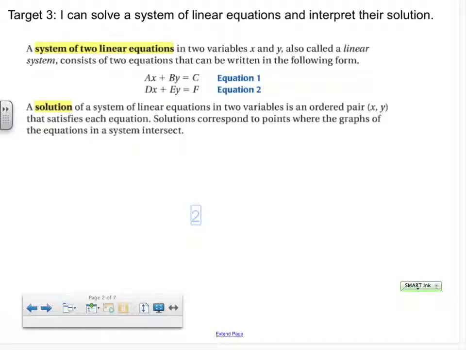Quite simply, a system of linear equations is just two or more linear equations. Usually we just start with two linear equations. And the solution to a linear system is any point that works in both equations. We can look at it a couple ways, symbolically or graphically. If you look at it graphically, the point that works in both lines is the point where the two lines cross.